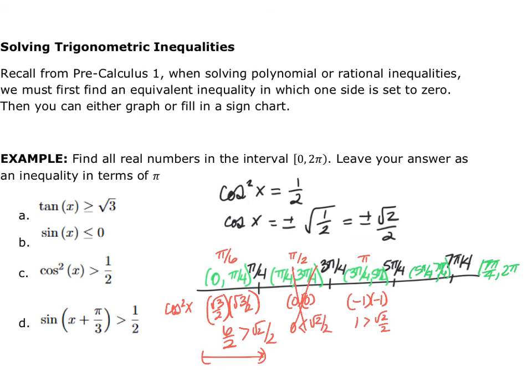Between 5 pi over 4 and 7 pi over 4, I'm going to choose an easy one, 3 pi over 2. Well, the cosine of 3 pi over 2 is again 0, so 0 multiplied by 0 is 0, which is strictly less than the square root of 2 over 2. So we know that's not part of the solution. And then I'm going to choose something in my last interval, say 11 pi over 6. Well, the cosine of 11 pi over 6 is again the square root of 3 over 2, multiplied by the square root of 3 over 2. And that is larger than 1/2, or excuse me, the square root of 2 over 2.